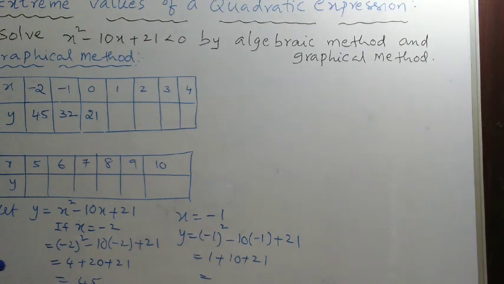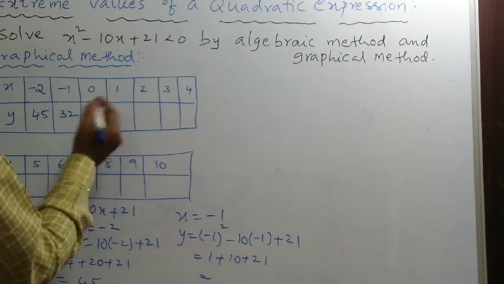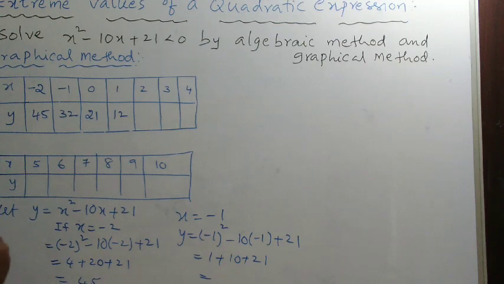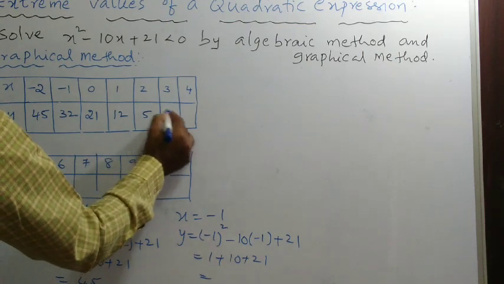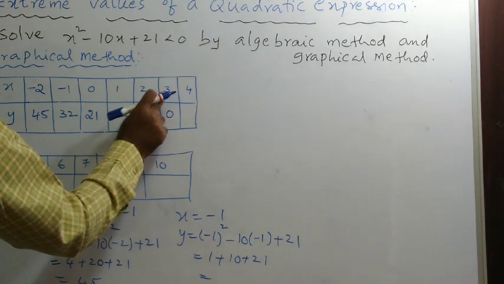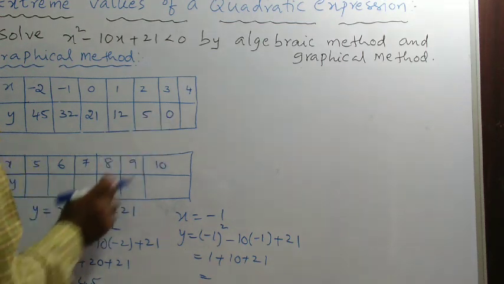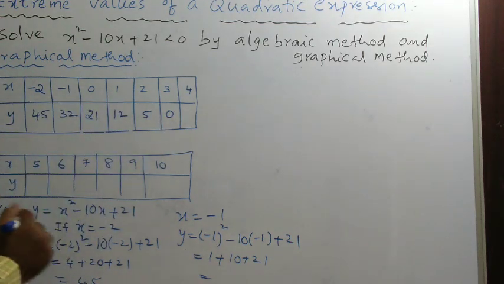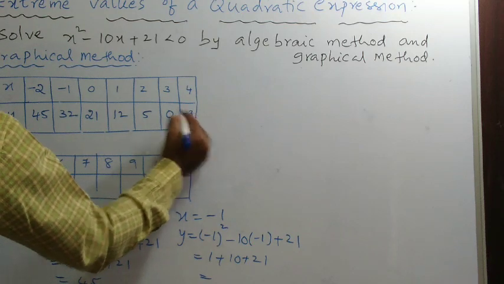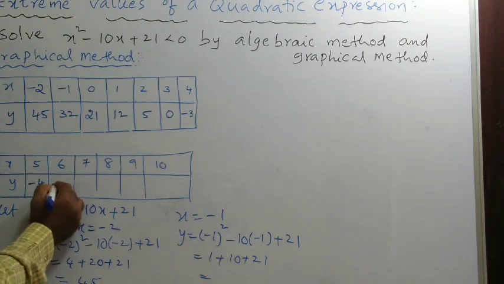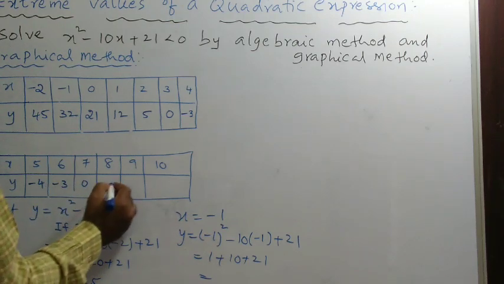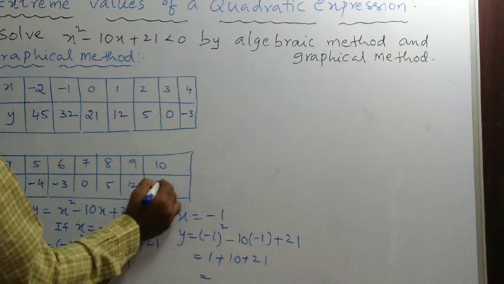Here I will write directly the values of y. When x equals 1, the y value is 12. When x equals 2, after substitution, you get y as 5. When x is 3, because it is one of the roots, it must satisfy the equation. That's why we get the y value as 0. When x is 4, y is minus 3. Similarly, the remaining values are 0, 5, 12 and 21.